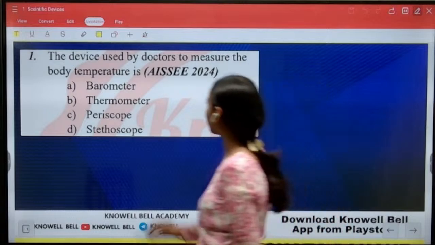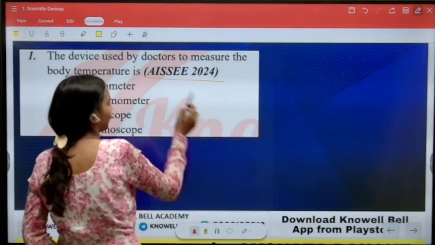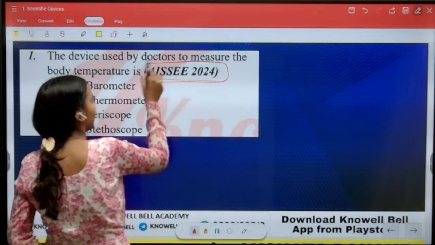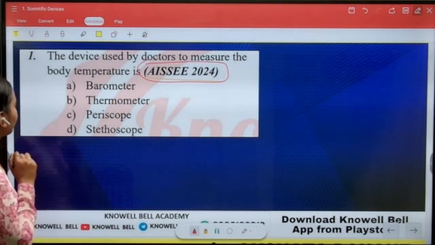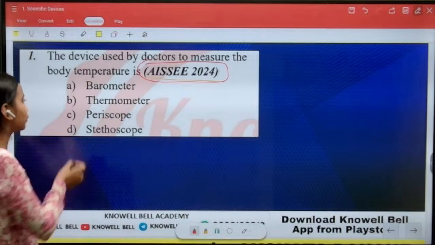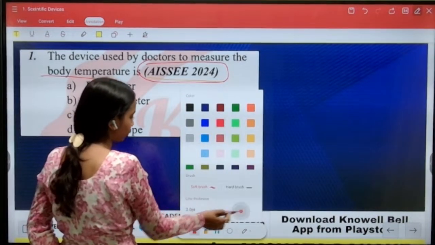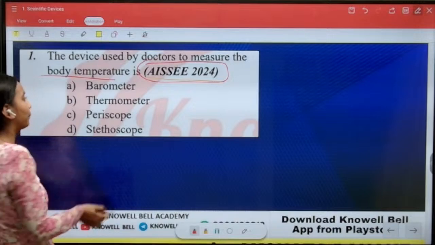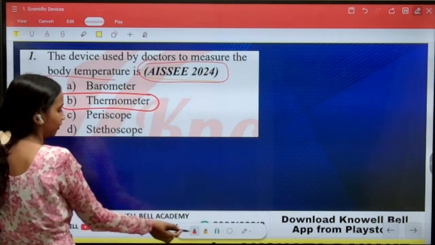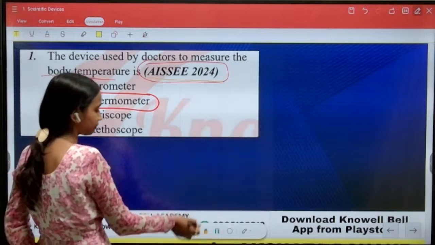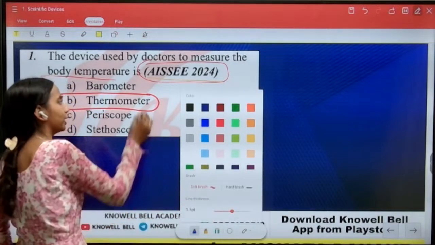This question was in a way asked in the Sainik School entrance exam of 2024. This year's entrance exam, and that question was asked. Which device is used by doctors to measure the body temperature? We have learned about it earlier. The device used is thermometer. Thermometer is used for the measurement of body temperature.